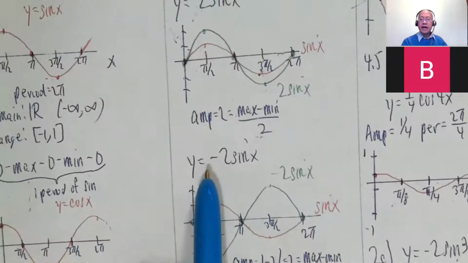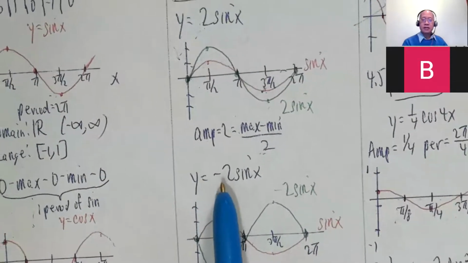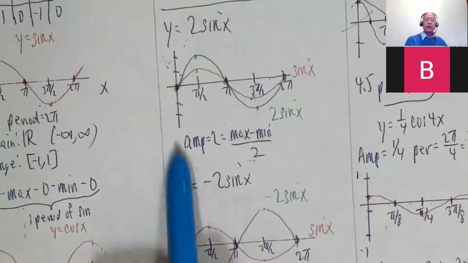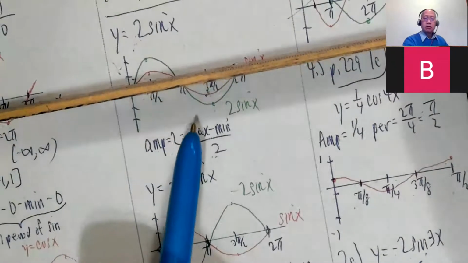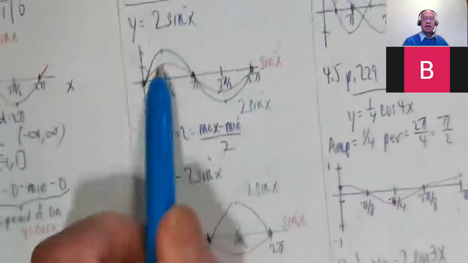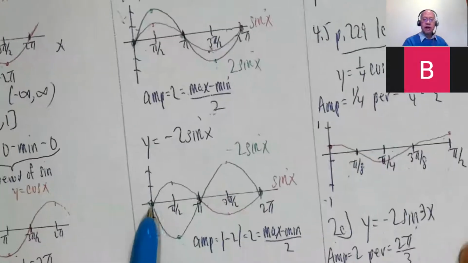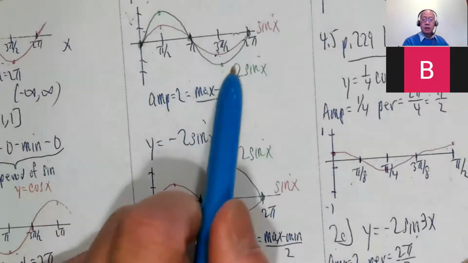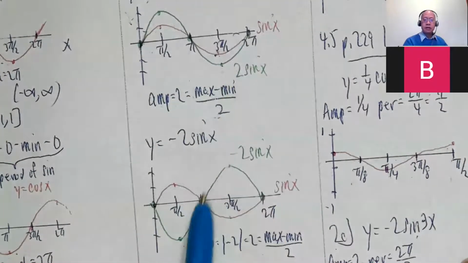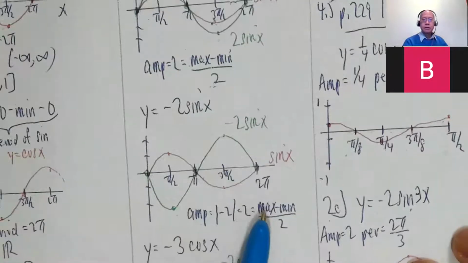Okay, now what about -2 sine x? Well, we know all that does is reflect the original across the x-axis, which means this is the original sine of x. Instead of starting up, it starts down. Goes down, and then over here, where it normally would go down, it ends up going up.